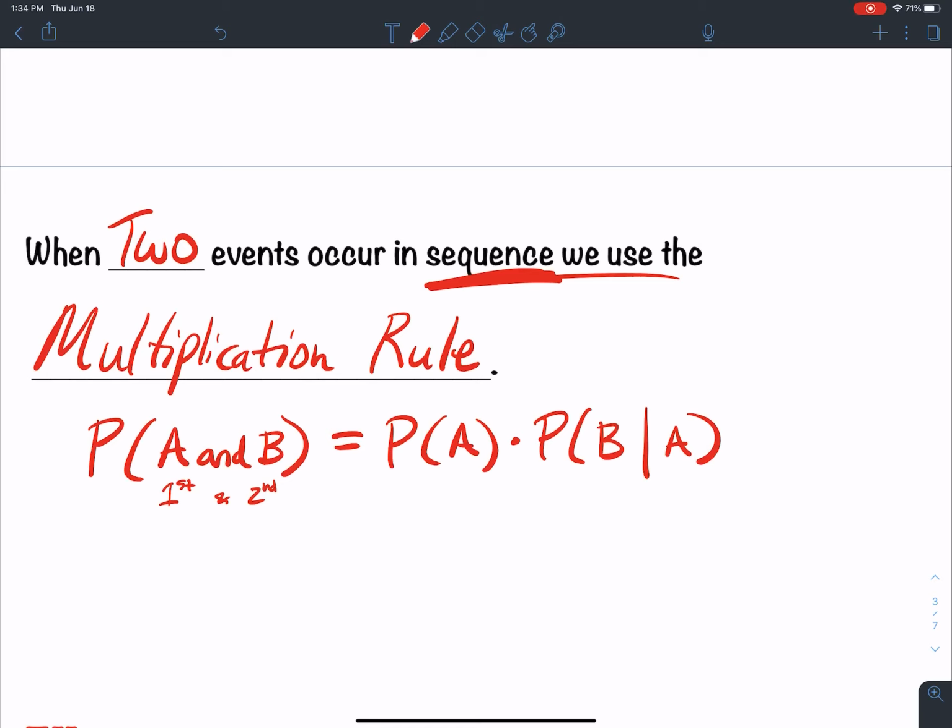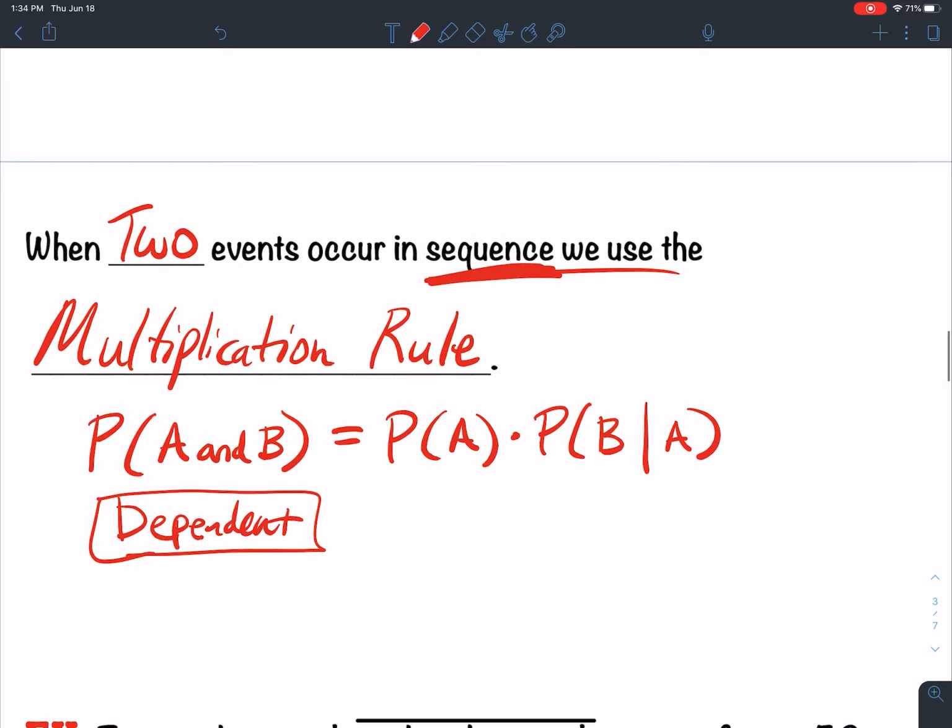All right, so I literally read this like the probability of the first thing happening times the probability of the second thing happening given the first thing just happened, okay? So say I want to find the probability of making the first free throw and the second free throw. It's equal to the probability of making the first free throw times the probability of making the second free throw given I just made the first free throw, okay? This scenario is played out when the events are dependent. Dependent events right here, okay?